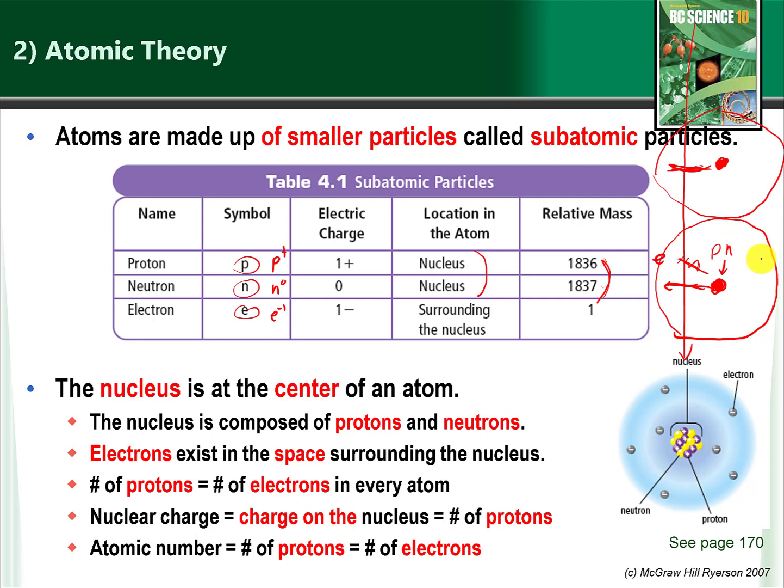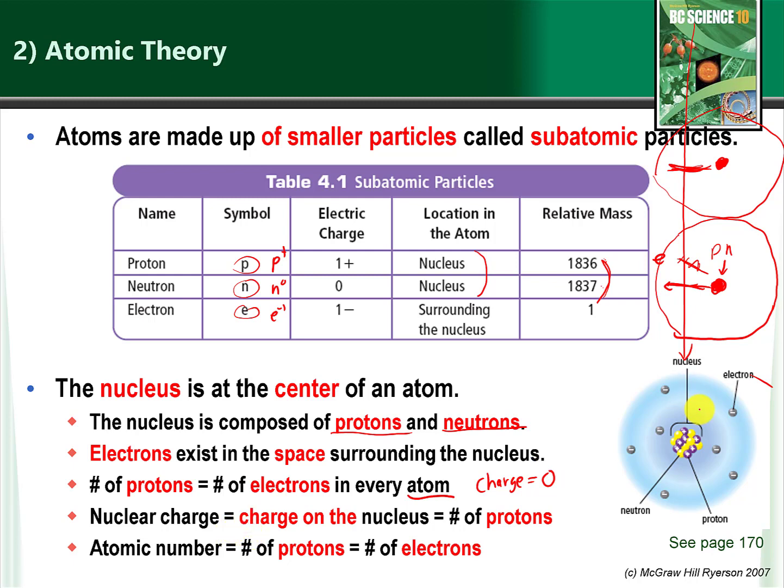So the nucleus is at the center of an atom, and it contains protons and neutrons. Electrons are orbiting. And the number of protons and the number of electrons are equal in every atom because the charge on an atom is 0. The charge on an atom is 0. So that means the number of positives has to equal the number of negatives.